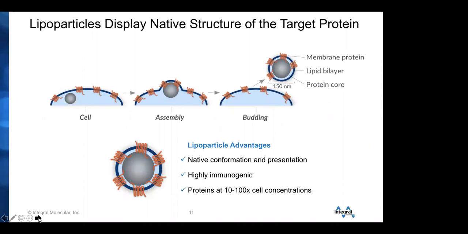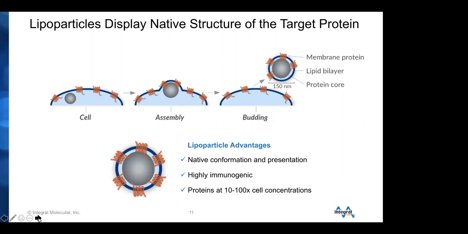So I'm going to end step one talking in a little more detail about lipoparticles. Lipoparticles are virus-like particles that we can engineer to contain high concentrations of the target membrane protein in its native conformation. The particles have a viral core protein surrounded by a lipid bilayer containing the membrane protein of interest. They're made by transient transfection.